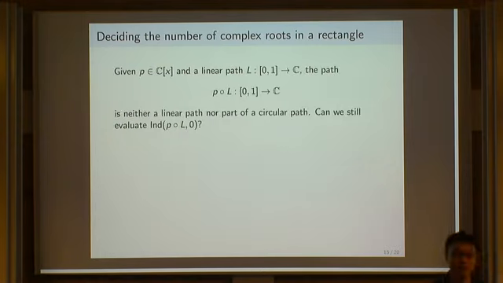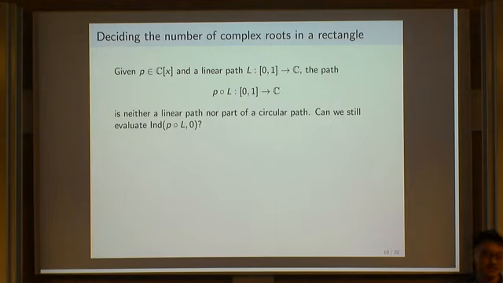But here we may have a problem with the path P of L. Recall that previously I said if a path is either a linear path or part of a circular path, its Cauchy index will be very easy to decide. But in this case, this P of L is neither. Can we still evaluate this Cauchy index?